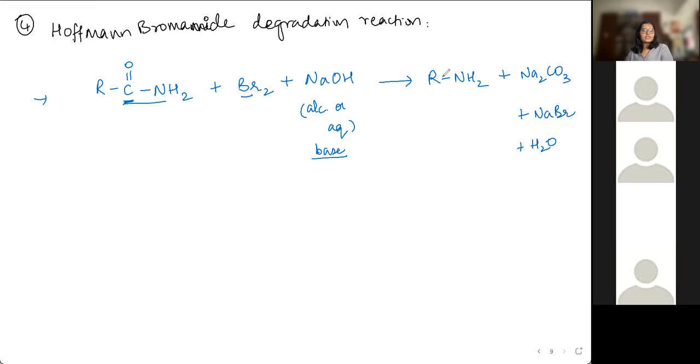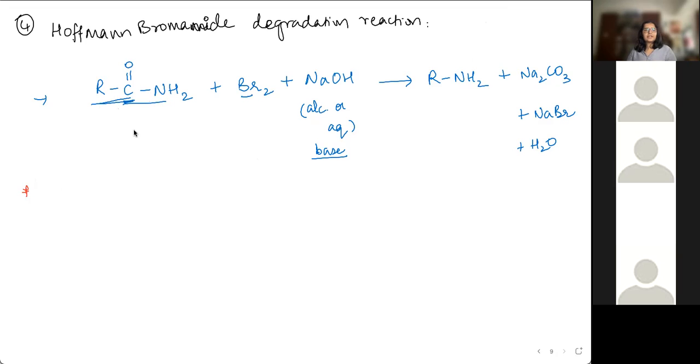So during this process, in this reaction, in the original amide, whatever number of carbon atoms there are, you're losing one carbon atom from the chain. So that's like a degradation that's happening. Ascent was reduction of like nitriles. Hoffman bromamide, degradation is happening. You're losing one carbon atom in the chain. Okay.